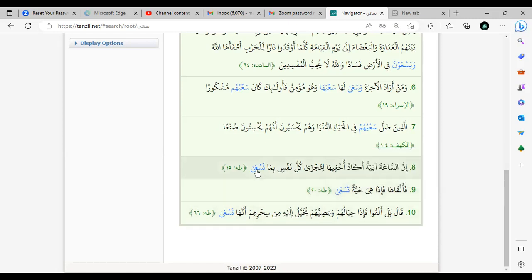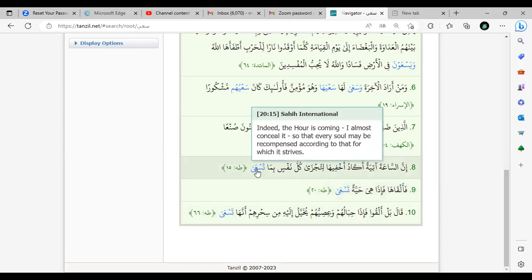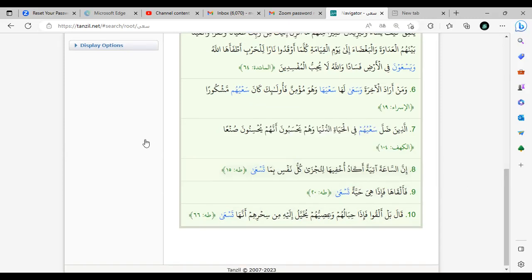Now here it is also used. Kullu nafsin bima tas'a. Inna sa'ata atiyatun akadu ukhfiha litujza kullu nafsin bima tas'a. For what it strives.